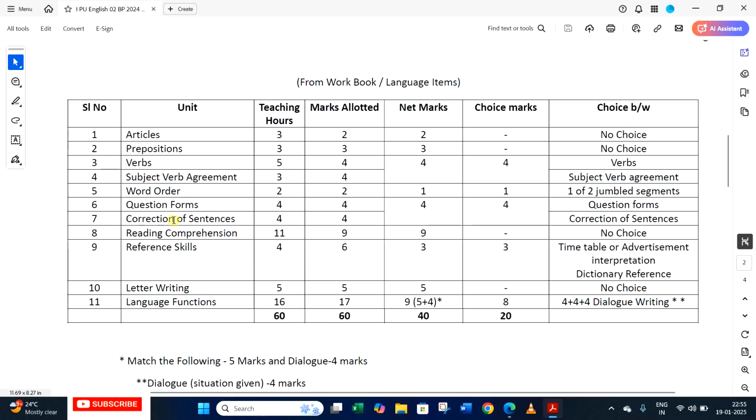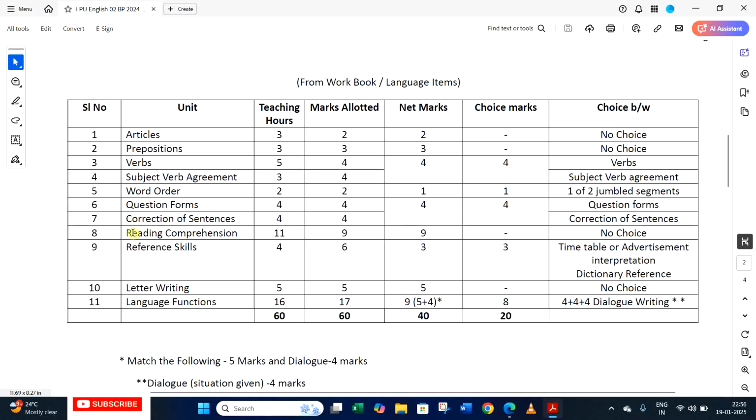Both the units are optional to each other, so there is an internal choice, and marks given for this unit are 4 marks each. So net marks are 4, with choices. Either we have to attempt question forms, that is establish a question or do form a question, or correction of sentences. So there will be 4 marks given to this particular unit, and we have an internal choice: either we can attempt question forms or we can attempt correction of sentences. Marks given for this unit are 4 marks.